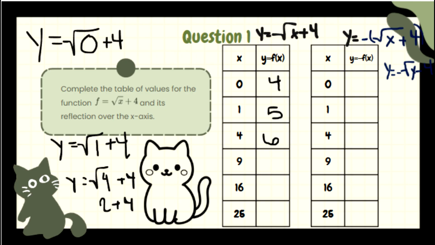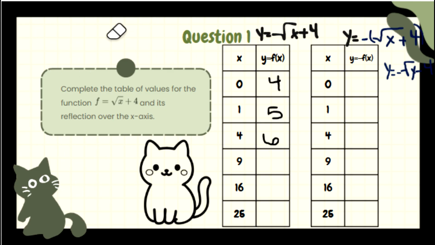Let's erase some of this garbage so I have some room to work. Okay, we're going to do 9 now. So we have y is equal to the square root of 9 plus 4. The square root of 9 is 3. So 3 plus 4 becomes 7.